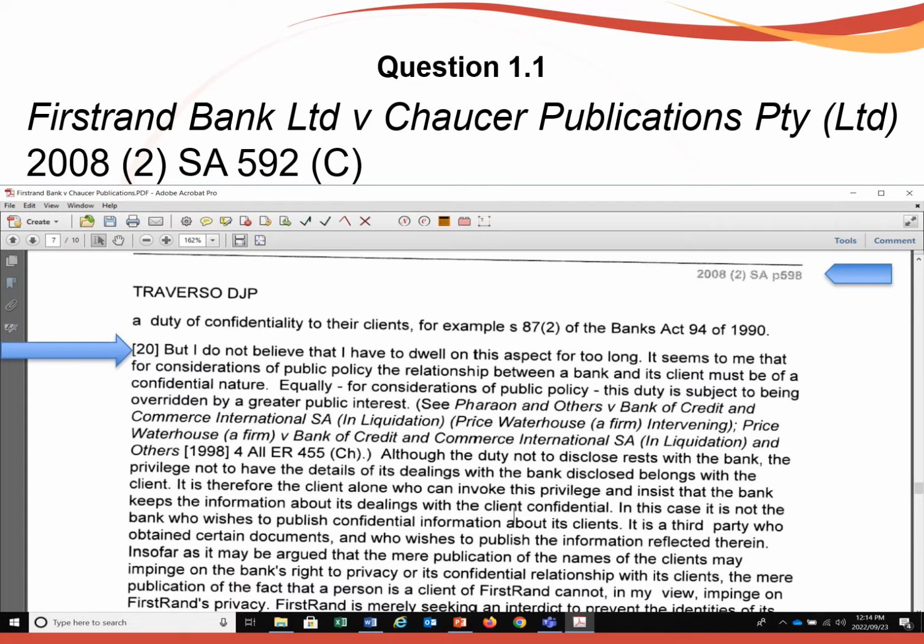Your first case was that of First Rand Bank versus Shalsa Publications. Now, when I start this discussion, I want you to take note of the following. Some of your case law, you would have seen that there were no numbered paragraph numbers, and they would only have had a page number. Unfortunately, that's how some of the cases are reported by the law publishers.